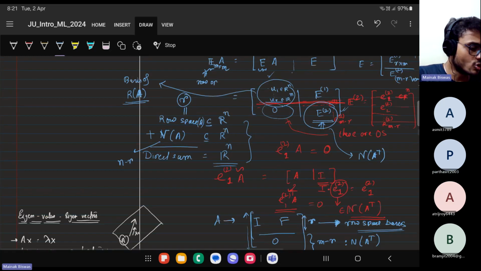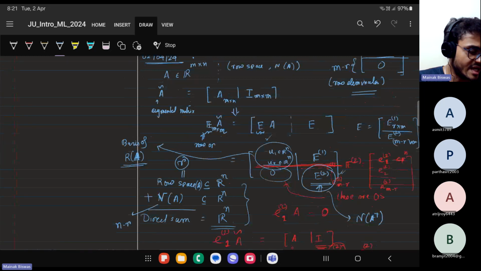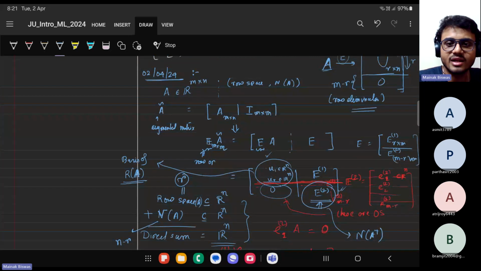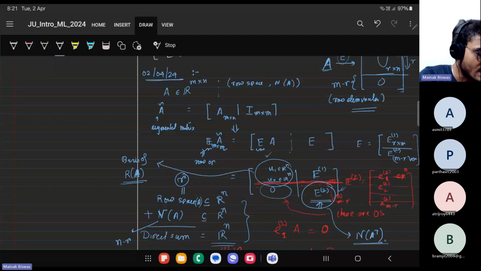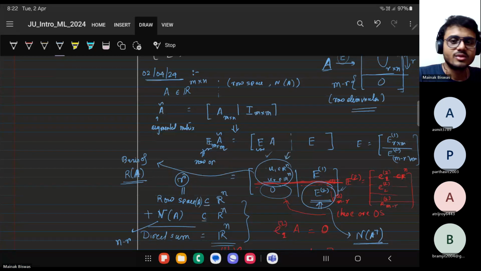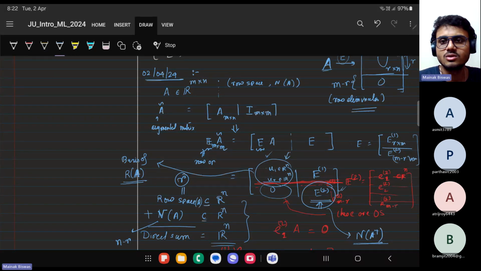So when you do elimination intelligently by adding an identity matrix, you automatically get the null space and the row space. I said it will be easier for you to compute in this way, where you will directly get the null space of A transpose here and the row space in the diagonally opposite place. Yes or no?